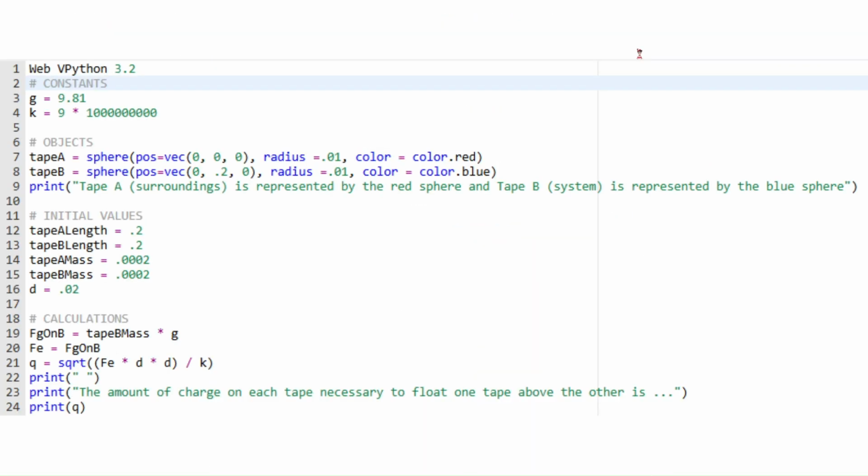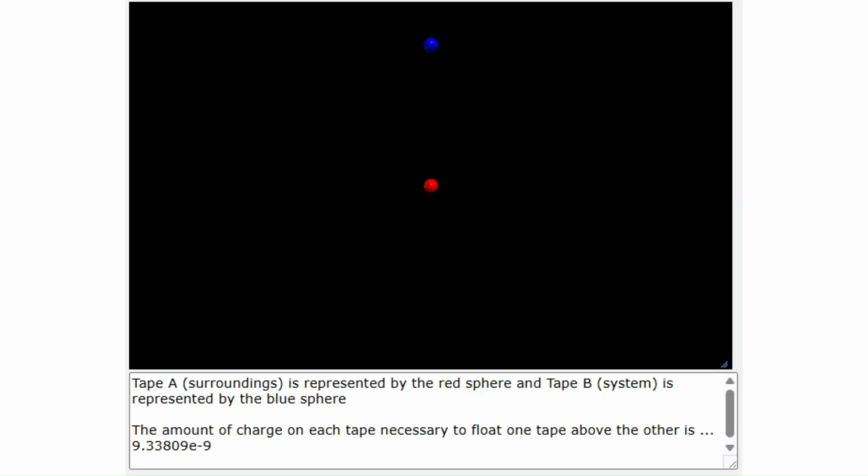Now here's the coding. The code did not take a whole lot, as we know that the two forces acting upon tape B cancel each other out, so we really didn't even need to include them because we know that they're just going to add up to 0. So we just simply put in the knowns of tape B and a couple of knowns of tape A and plugged it into the modified Coulomb's law we had, where we isolated what charge is to calculate what the charge of tape B, and in turn tape A, because we assume they have the same charge, is. And the computational model found that the amount of charge on each tape necessary to float one tape above another is 9.33809 times 10 to the negative 9th coulombs.